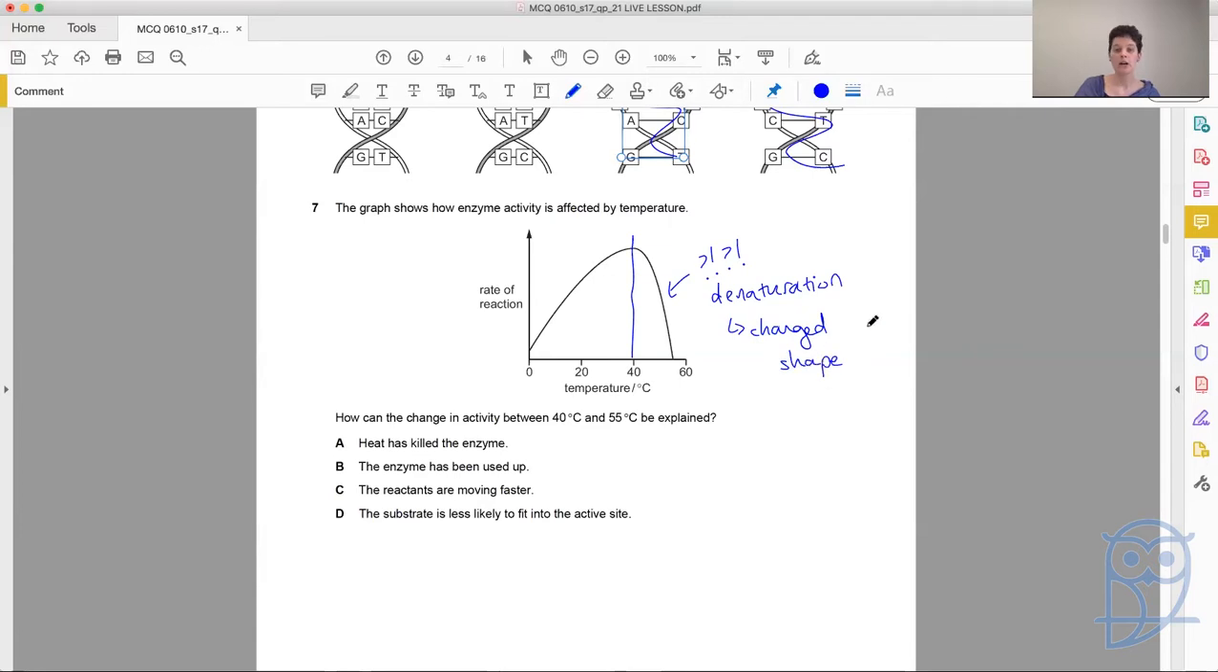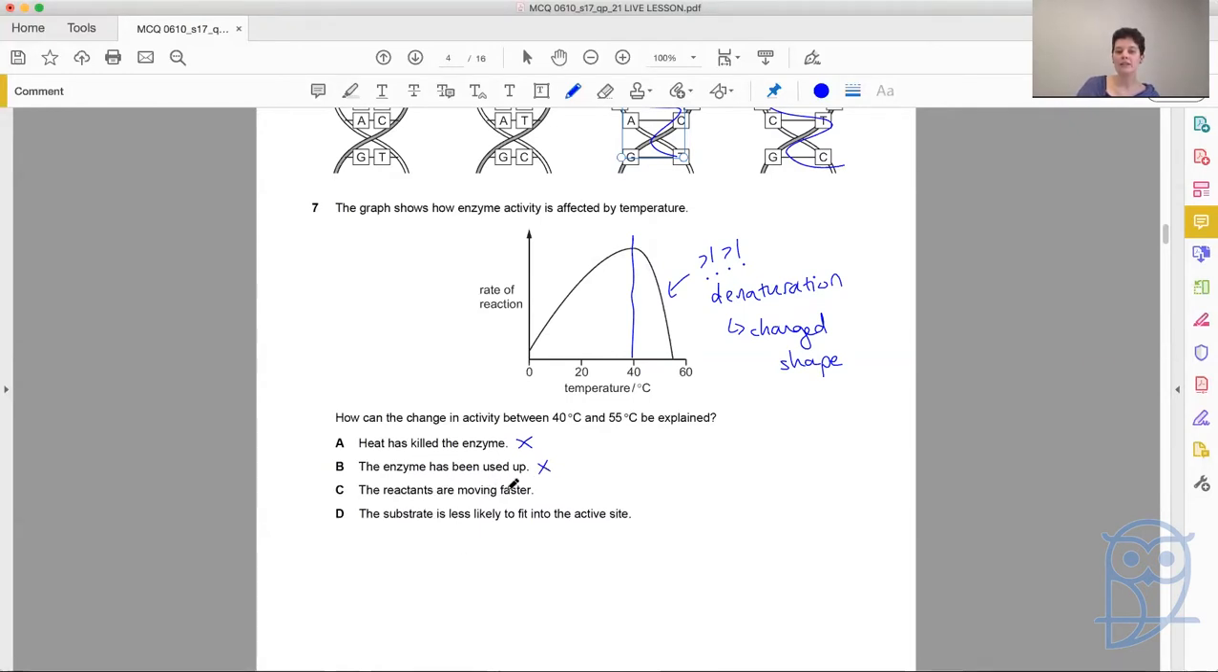So let's have a look at our possible answers. Heat has killed the enzyme. No, I'm afraid the enzyme wasn't living to start with, so that is not true. The enzyme has been used up. Nope, because each of these different temperatures is a different experiment with new different enzymes. So we can't use them up.